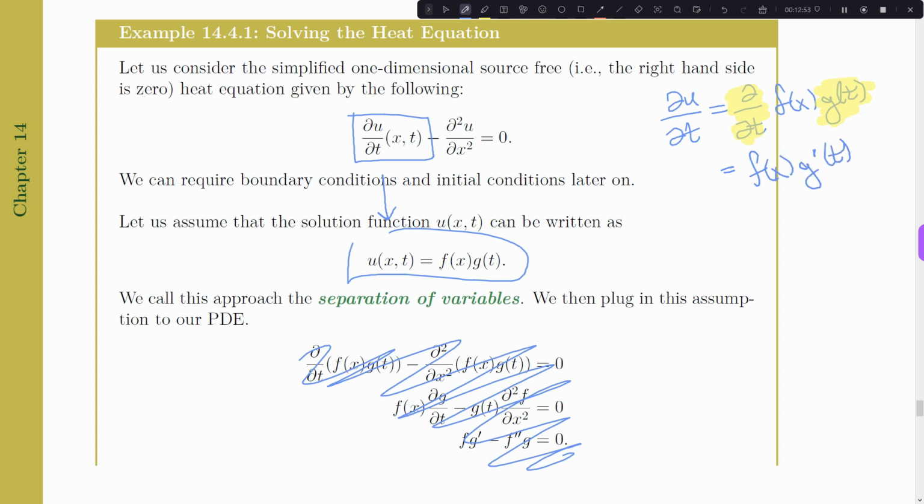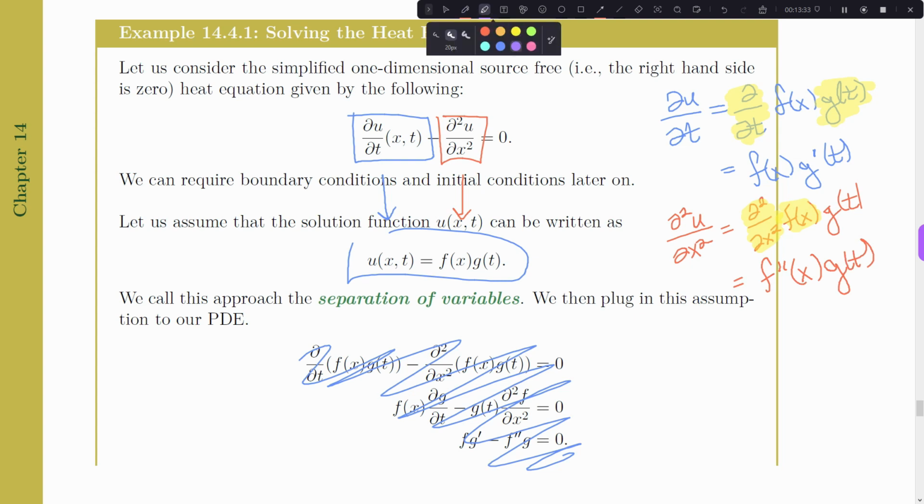I can then go about evaluating partial squared u, partial x squared. And if I assume that u is this lovely product of f of x and g of t, then the partials in x only care about f. They don't care about g because g is a function of t. And so what I recover out of that is two derivatives in x, and I'm left with the g of t. Okay, so the heat equation then says that one derivative in time on g is equal to two derivatives in space on x.